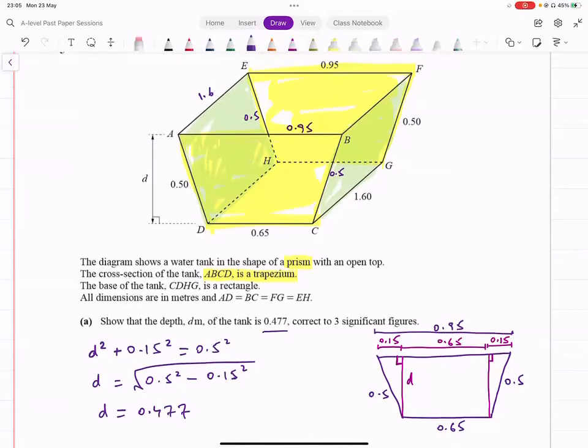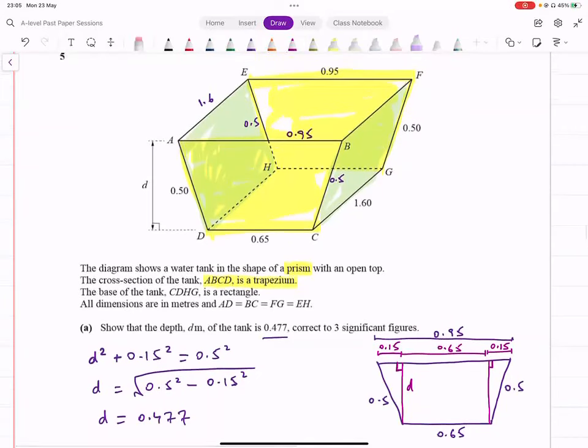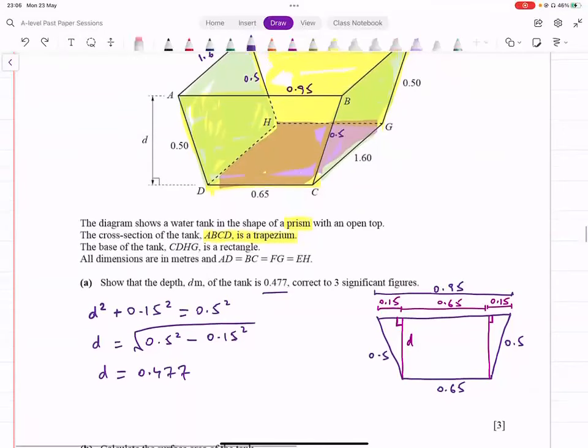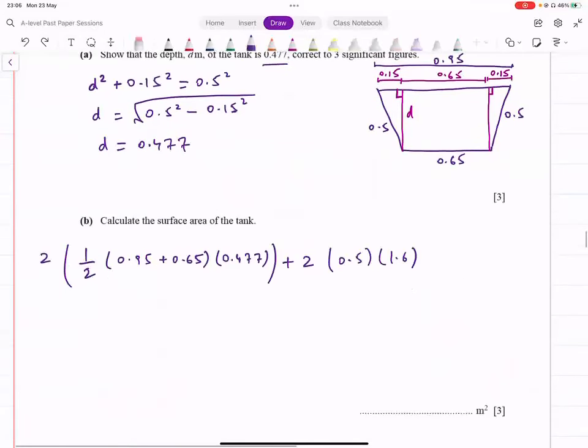What are we left with? We're left with the base. ये जो नीचे वाली base है, ये रह गई है. This is the last face that we've got. इसका top open है, तो top face तो कुछ भी नहीं है. सिर्फ bottom face का आपको निकालना है. उसकी lengths क्या है? 0.65 and 1.6. That's also a rectangle. उसको 2 से multiply नहीं करेंगे because it's an open tank. What do we get for that? 0.65 into 1.6.